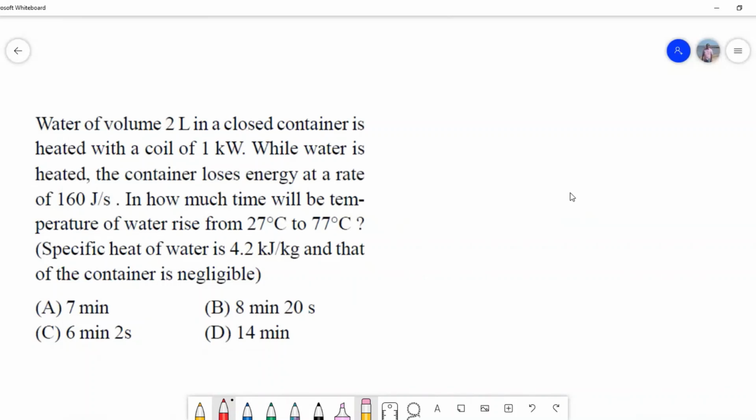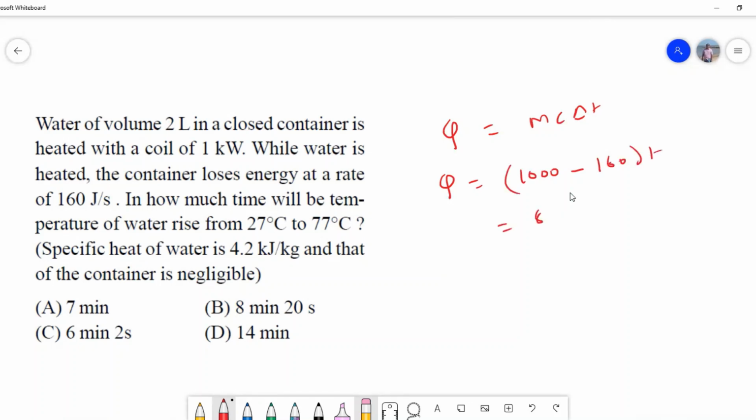So here we need to find out net energy supplied is equal to the change of temperature. So Q is equal to mc delta T. But here what is Q? Supplied power is kilowatt, that is 1000. So here 1000 joules per second. Out of that, how much joules is lost? 160 joules into time.